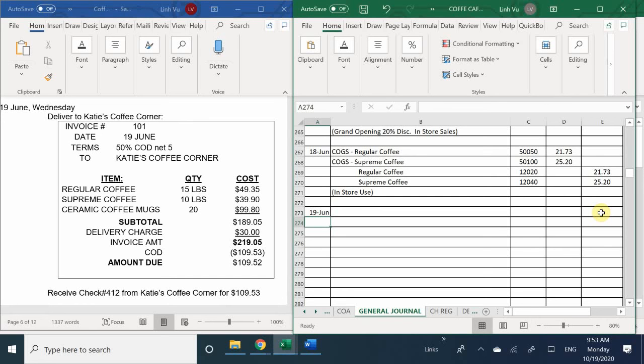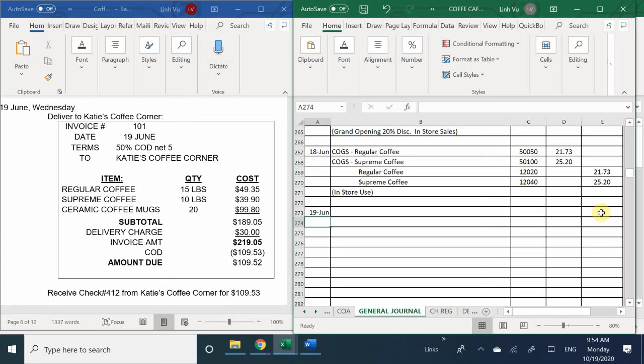Then you debit, itemize on those three different items. What three different items? The regular coffee, the supreme coffee, and the coffee mug. Why are we debiting that? Are we receiving it? Oh, no. Should be credit, we sold. Okay, good. We sold, but what is the specific account?